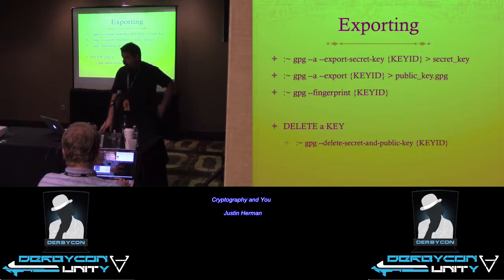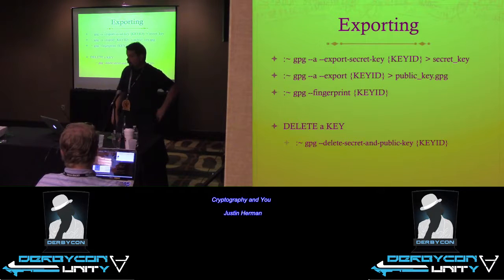For the exporting, this is if you wanted to put this onto your thumb drive and put it in your safe deposit box, or have it somewhere, or even print it out, anything you wanted to do. gpg -a --export-secret-keys, that key ID, and you can pipe that into a file, secret key. Same thing you can do for gpg -a --export, and then bring that into public key.gpg.